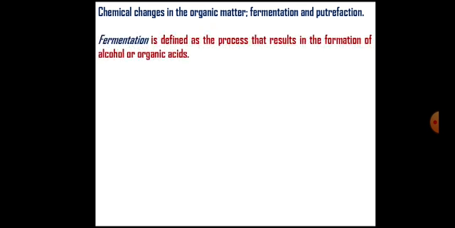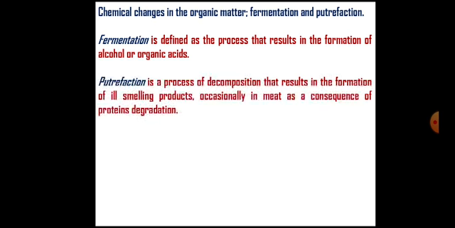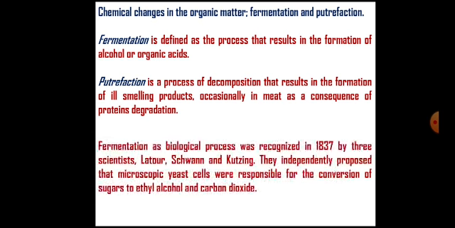So the chemical changes that occur in food or organic matter are fermentation and putrefaction. Fermentation is the process mediated by microorganisms that results in the formation of alcohols and organic acids, whereas putrefaction is a process of decomposition that results in the formation of ill-smelling products, occasionally in meat, as a consequence of degradation of proteins. These two changes are responsible for the spoilage of food. That was the theory, and it was caused by microorganisms.